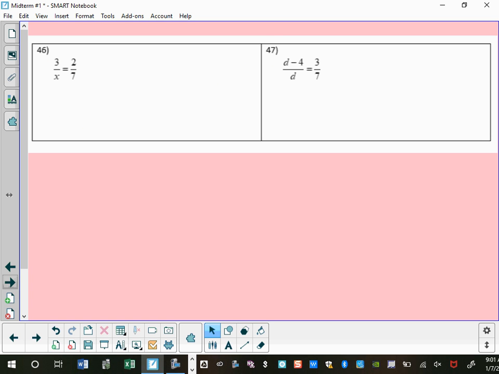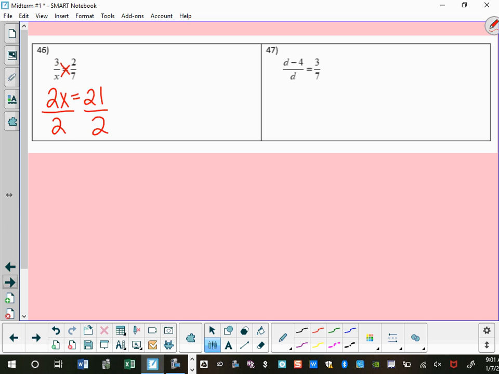All right, on 46, proportions. You guys already learned this. On 46, what would I normally do to solve this? Cross multiply. So 2 times x and 3 times 7 equals 21. You would divide. You would be left with either 10.5 or you could leave it as 21 over 2.